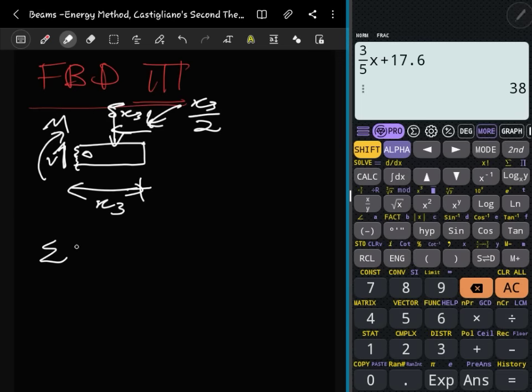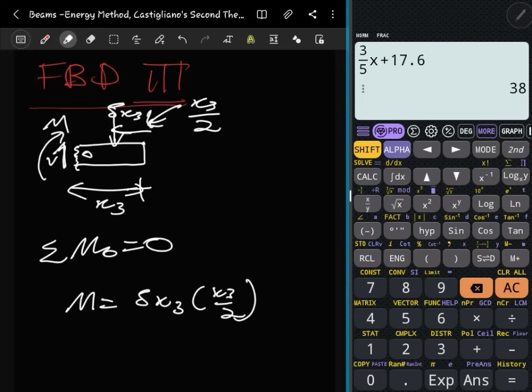So if we take the moment about O, we get m in the same direction as that. So it's 5 times x3, this is the force, and the distance is x3 on 2. It is in the same direction, so this should be negative. So m becomes minus 5 x3 squared on 2, right.